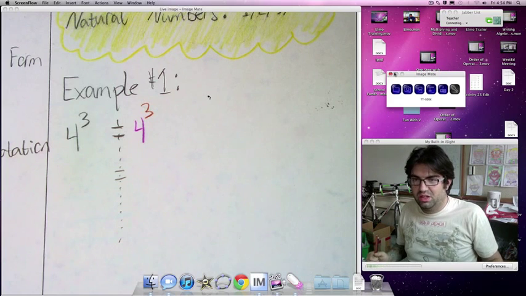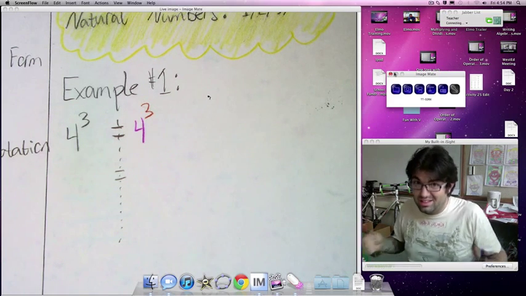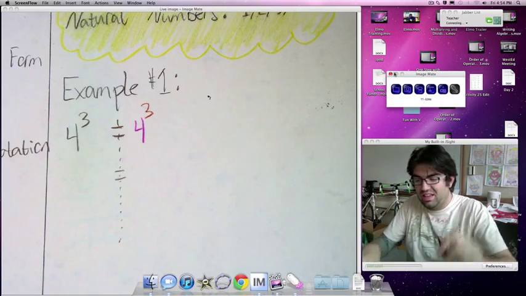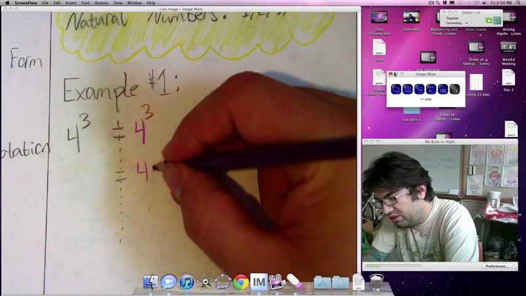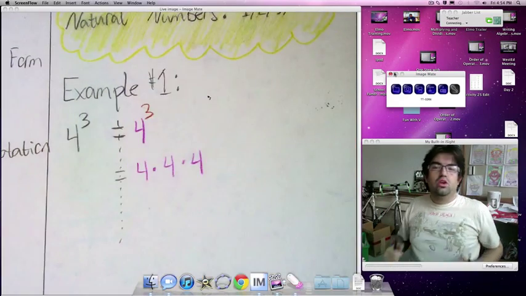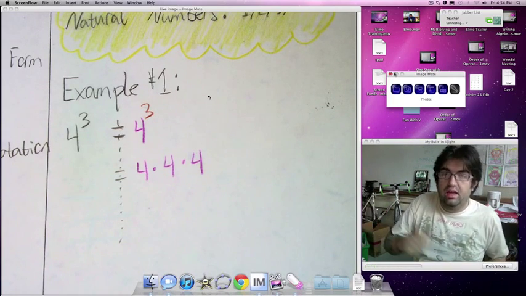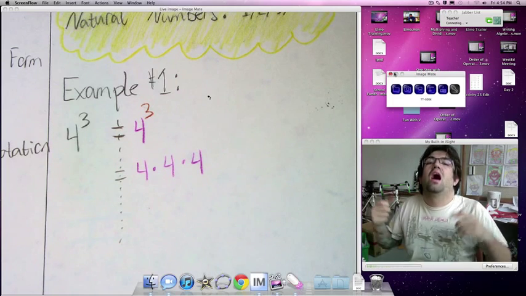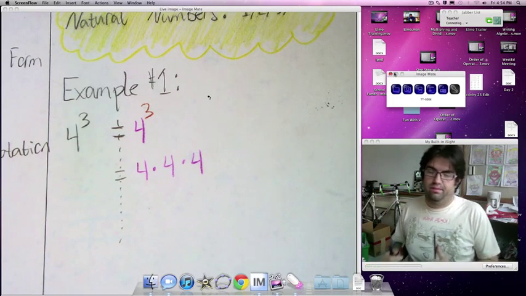Mr. V, what's expanded notation? All that is 4 times 4 times 4. That is expanded notation. It's taking the base 4 and multiplying it to itself 3 times. So the base is the number I'm going to write over and over again. The exponent is telling me how many times to multiply the number over and over again.